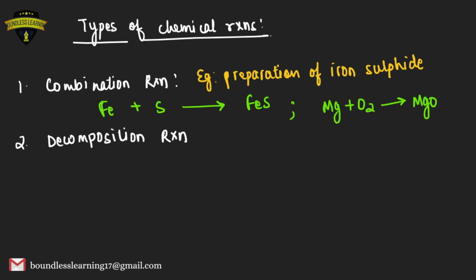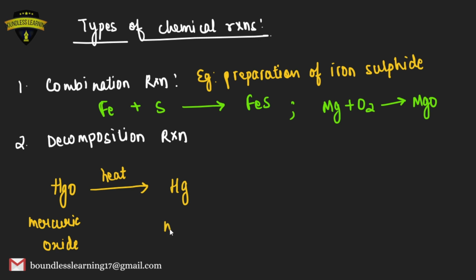Now let's come to decomposition reaction. Decomposition reaction is the one in which a single compound splits into 2 or more simple substances. For example, we have mercuric oxide. When I heat this mercuric oxide, this forms mercury and oxygen is liberated. Put this upward arrow because oxygen is a gas.